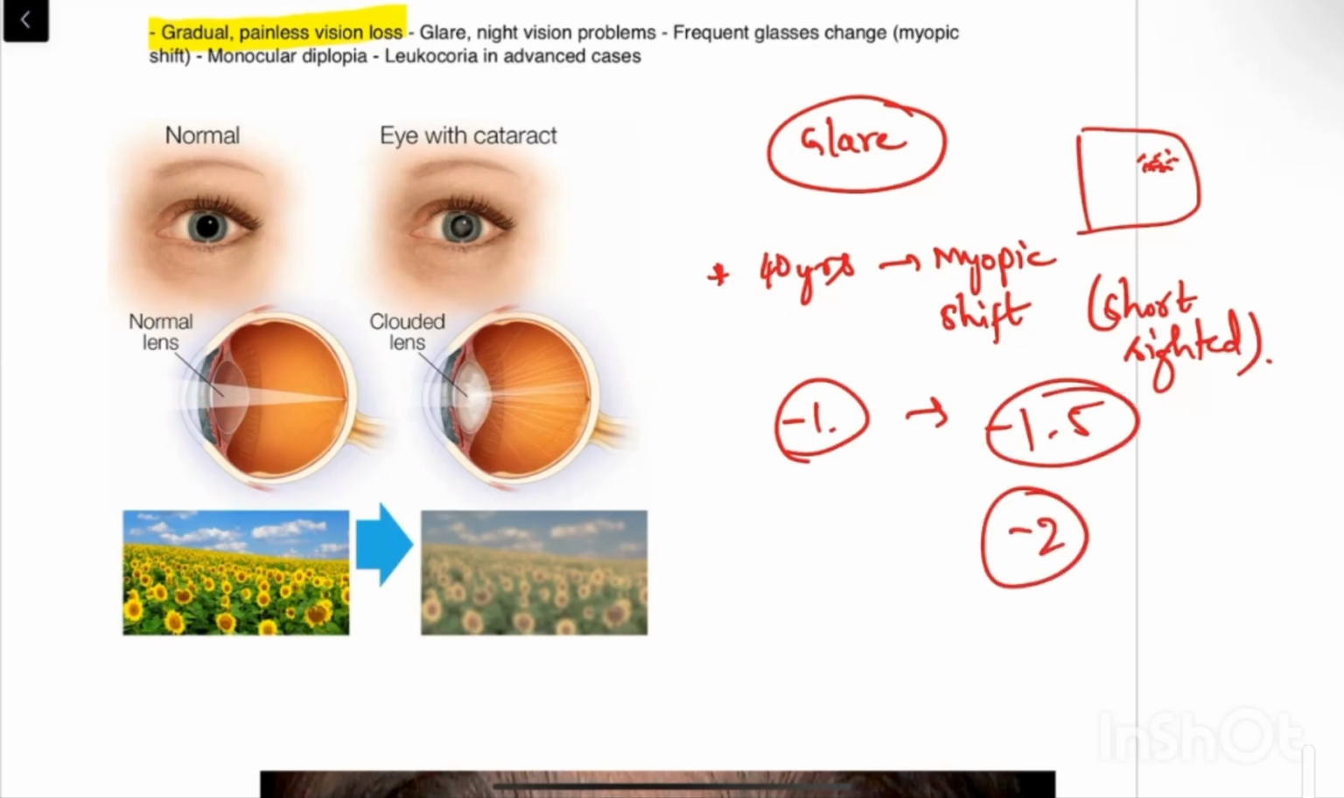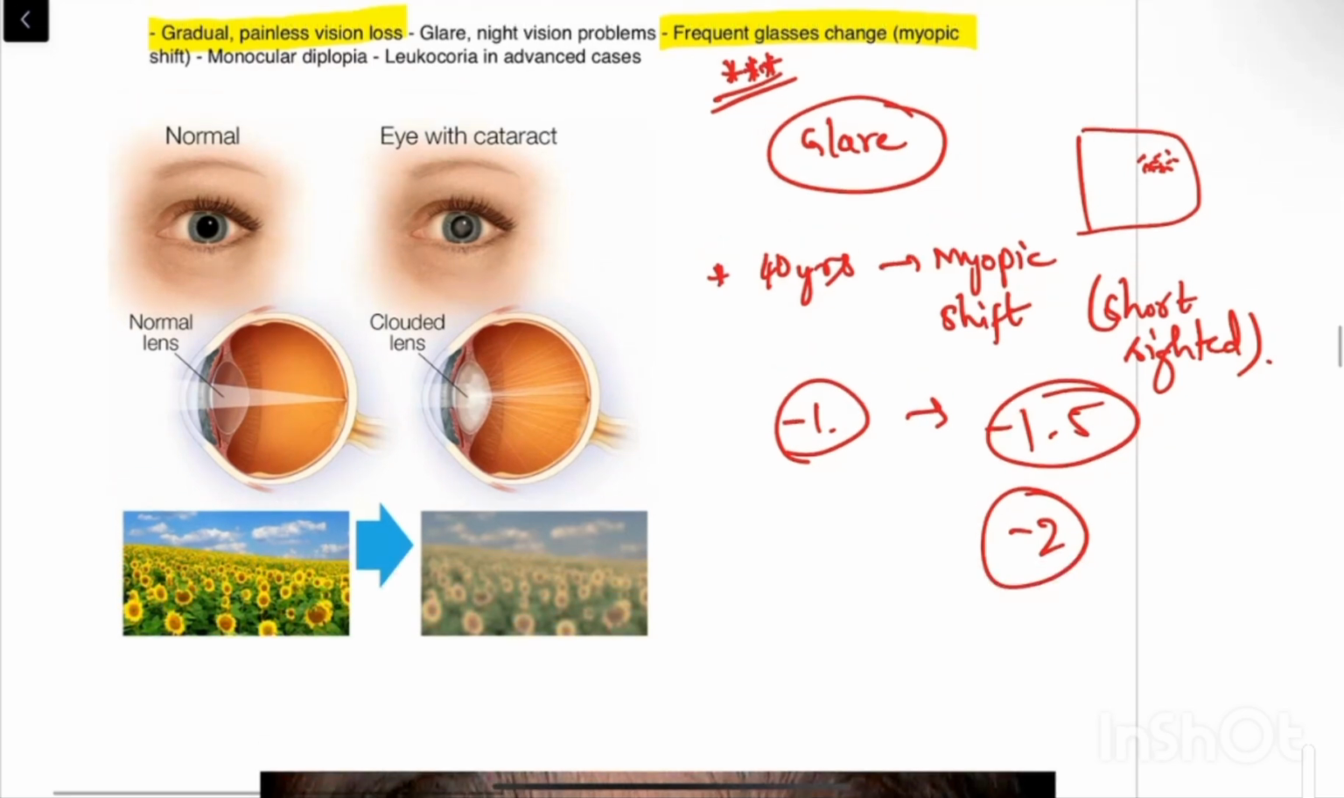In spite of changing glasses, still the power is decreasing, and that is called myopic shift, and the patient will be changing the glasses frequently. So that history can be elicited, like after 40 years, if the patient says, I changed glasses two to three times within three to four months, then okay, there may be development of cataract in this patient.